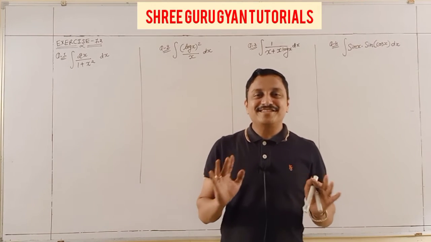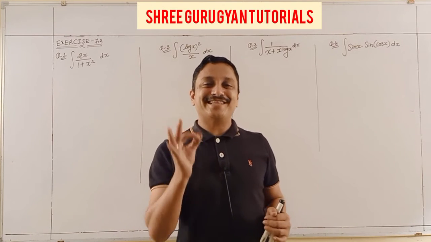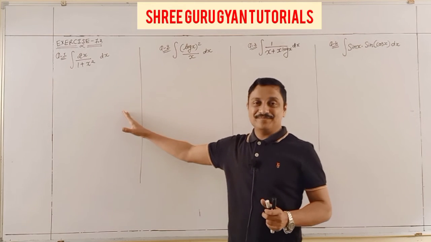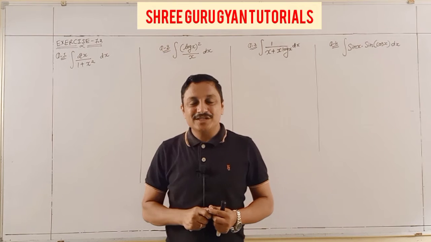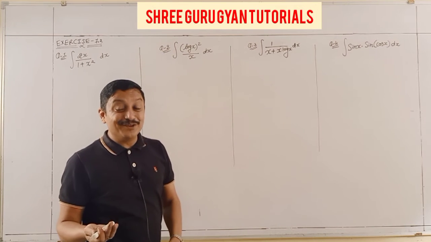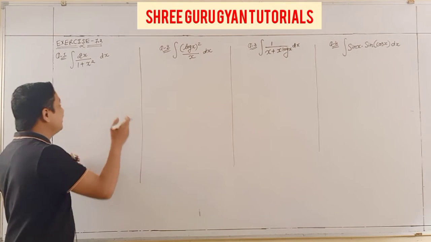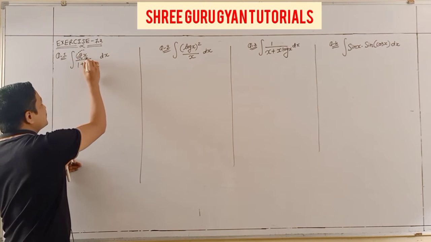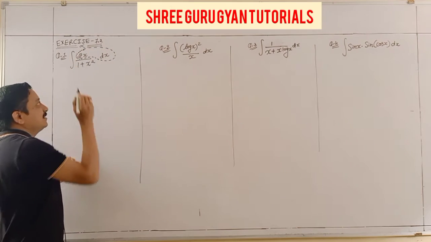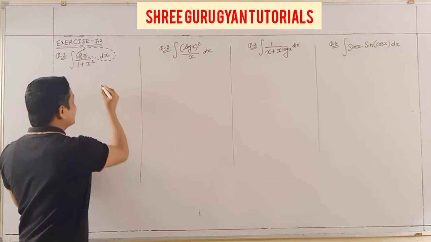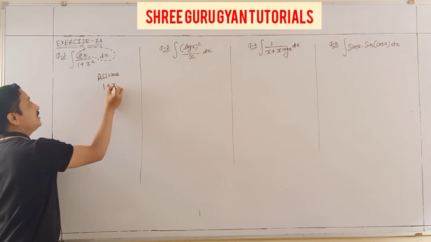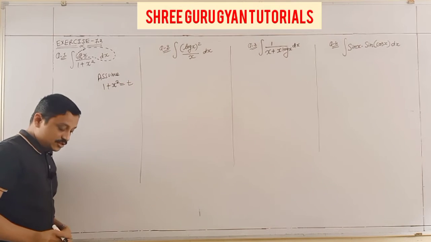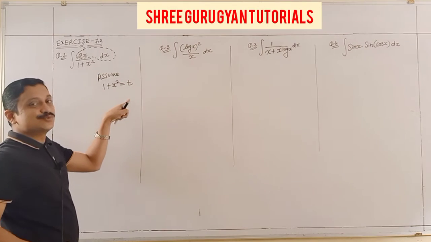Now, students, after the examples, I am going to Exercise 7.2. The first one is the integral of 2x upon 1 plus x square dx. Here also I remove the denominator anyhow. I am thinking which derivative gives 2x dx. Definitely x square. So assume your denominator part is t.